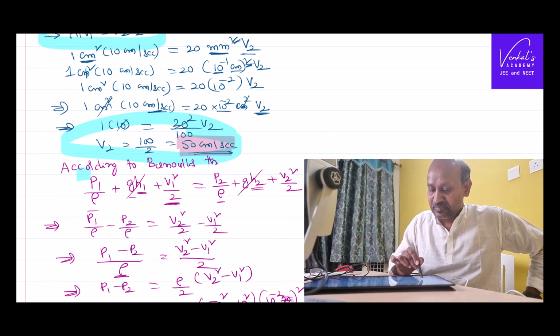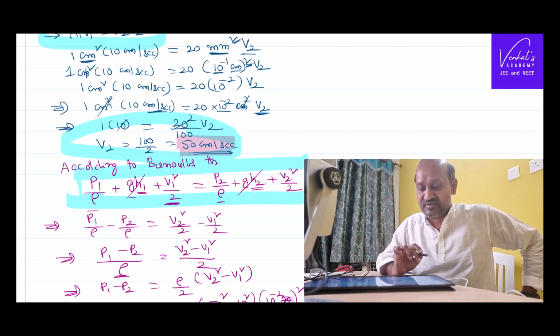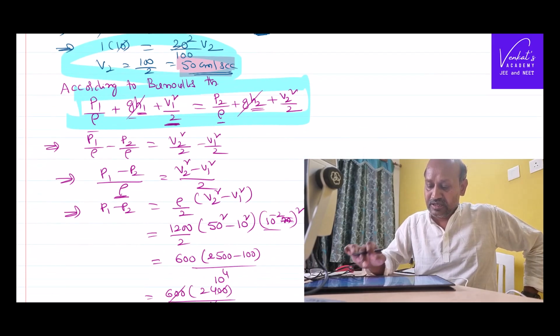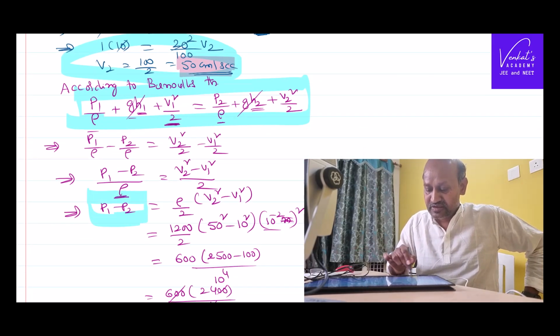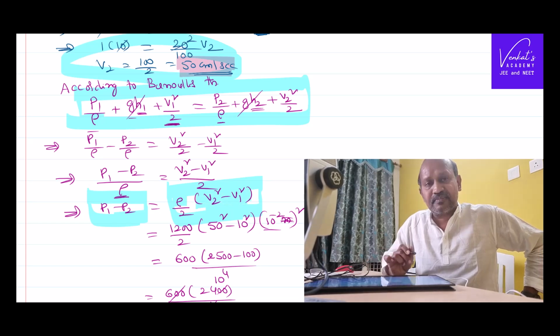So after finding V2, I proceeded to Bernoulli's theorem. I have applied Bernoulli's theorem, that the sum of energies at given points is always constant. I have simplified and found the equation for P1 minus P2, and I have just substituted the values of density and velocities, but of course converted them into SI system.